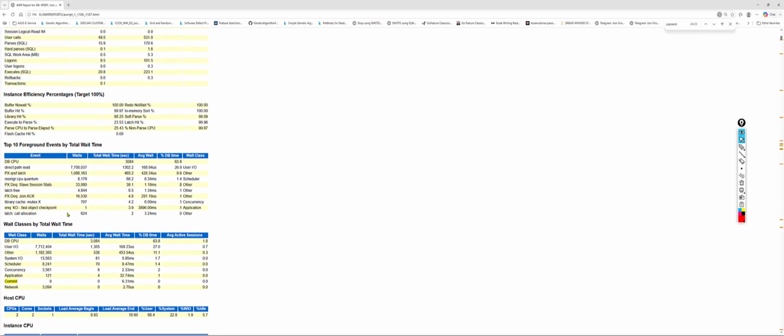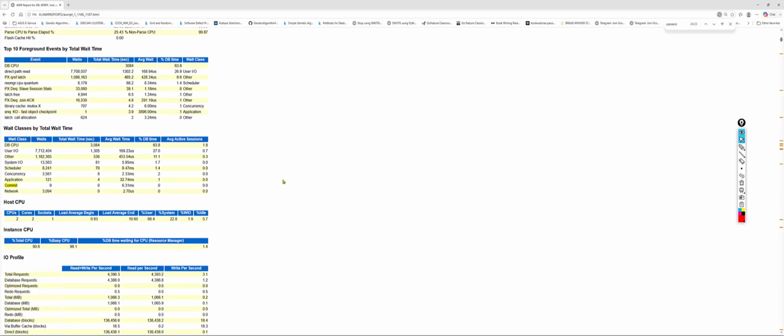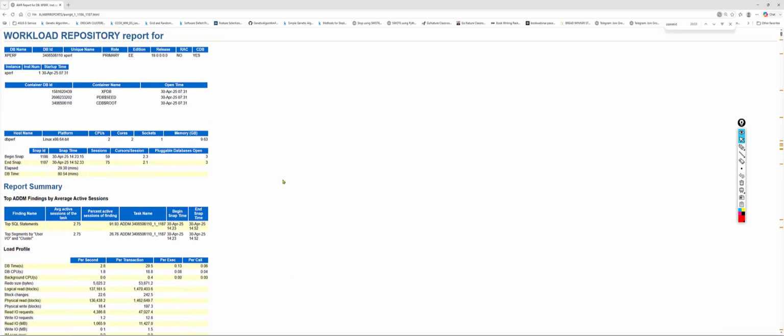Even if you look at the top wait events, I see direct path read as dominant compared to the writes. So obviously this report was generated from an OLAP system. Based on the SGA or PGA usage itself, we can identify this. Likewise, you can learn a lot of other techniques and hints for your real-time analysis.